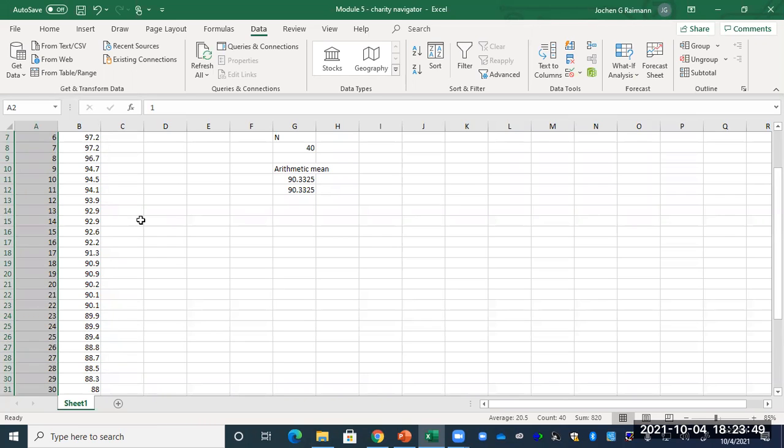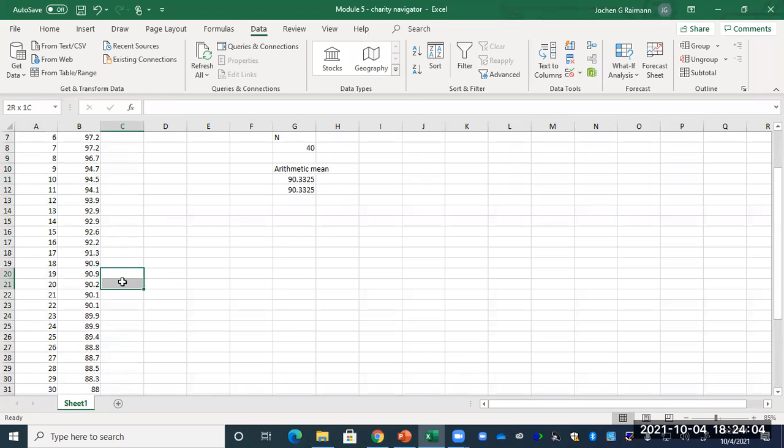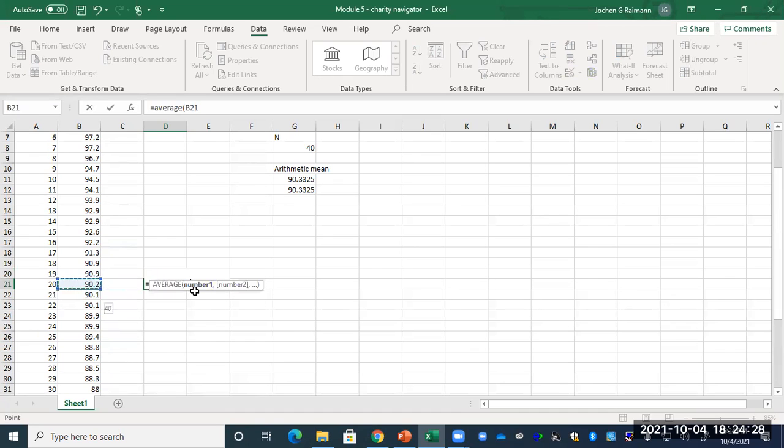What are we going to do? Anybody an idea what we could do? Yes. Bingo, that's what we're doing. We take the middle two numbers, which in this regard are 20 and 21, and we build the average between those two. That's our median.